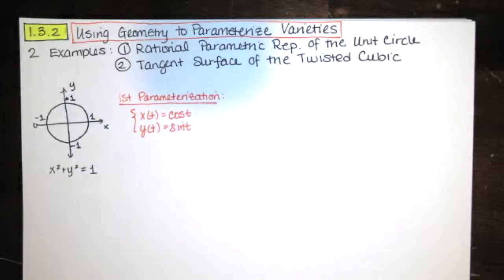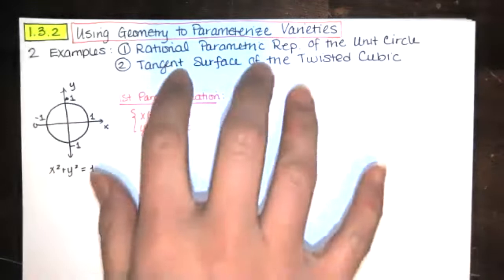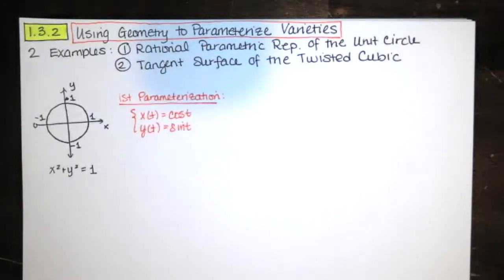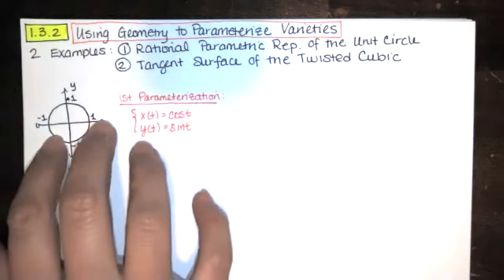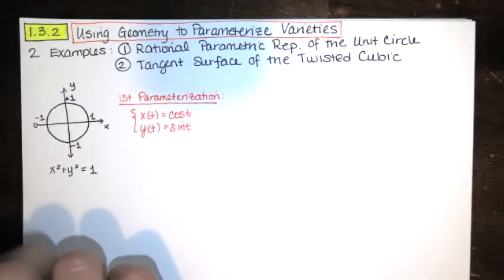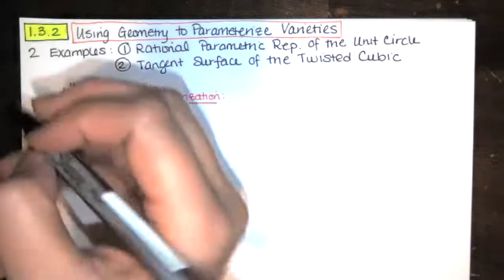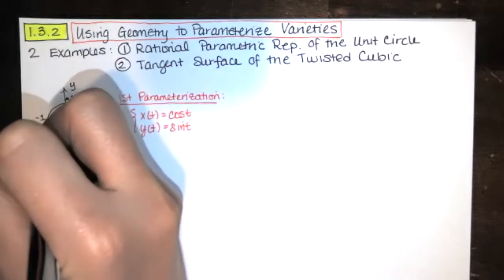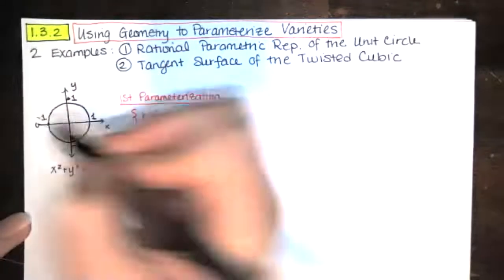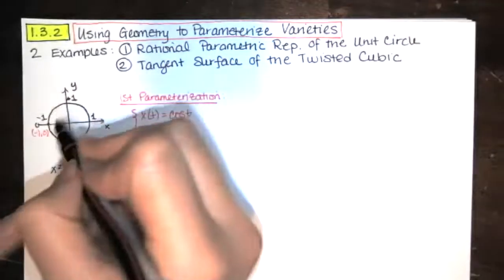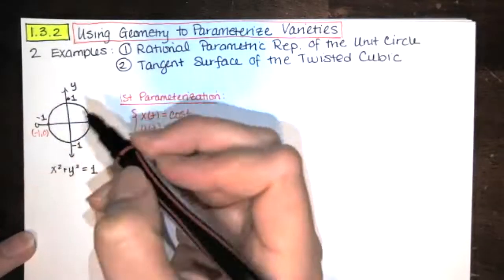Now we might be interested in having a different parameterization, like the rational parametric representation of the unit circle, because we might be interested in taking advantage of some of the properties of the field of rational functions. So we're going to use geometry to parameterize this unit circle in a different way using rational functions. And the approach that we use, I think, is pretty clever. Basically, what we do is we say, let's create a line segment from this location, x equals -1, y equals 0, to some other point on the circle.